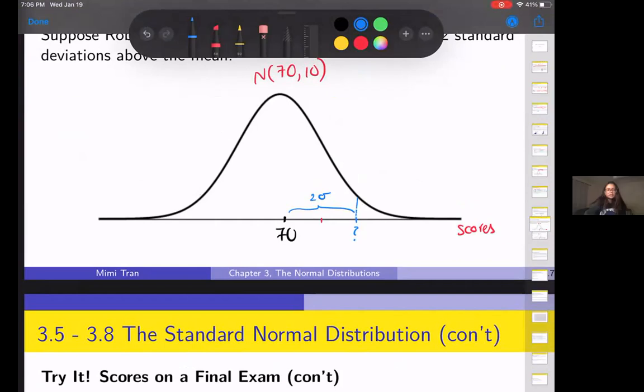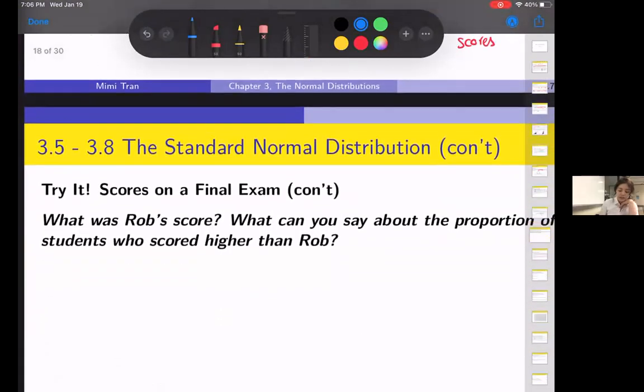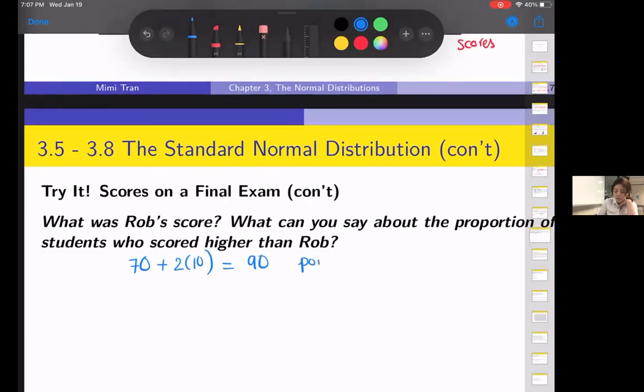You multiply 2 by 10 and then add 70. Yeah, very good. That's the same thing we did just earlier, right? Thank you. Don't be afraid to talk. So 70 plus 2 times 10, right? So 90 points, 90 score. I'll say point, or score, whatever you want to use for the units.